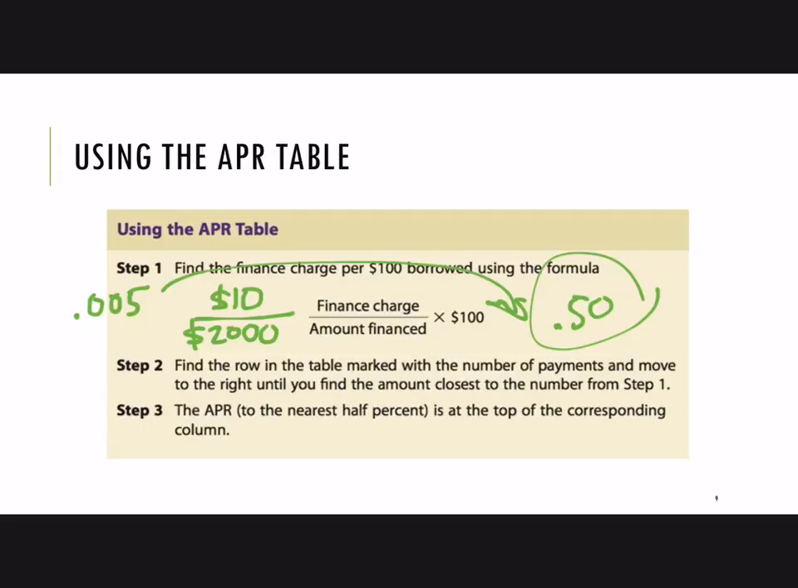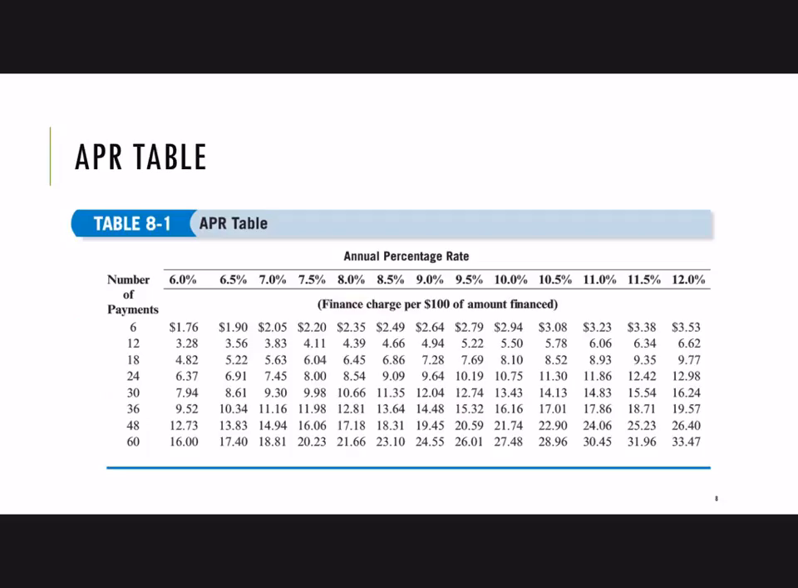All right, so let's use this situation, and that number's so low, I don't think we're going to even find it in the table, but let's say it was 6 payments. Okay, then I would follow this over till I see the closest one, and this is wildly inaccurate, but let's say it was $1.76, that's closest to 50 cents, and then I would follow that up, and the APR would be 6%.